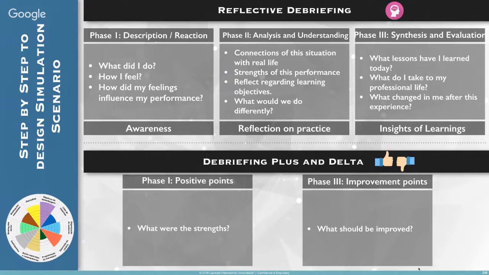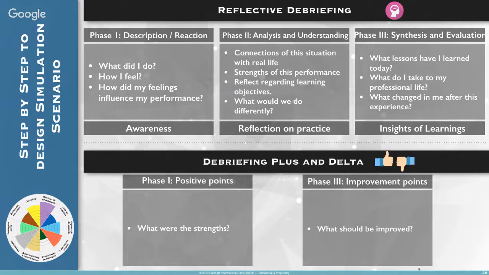We have worked with two modalities of debriefing: structured debriefing, when you have around 35 students in the group, and plus and delta debriefing when you have a larger group. When you plan for a structured debriefing, always remember the 3 phases.